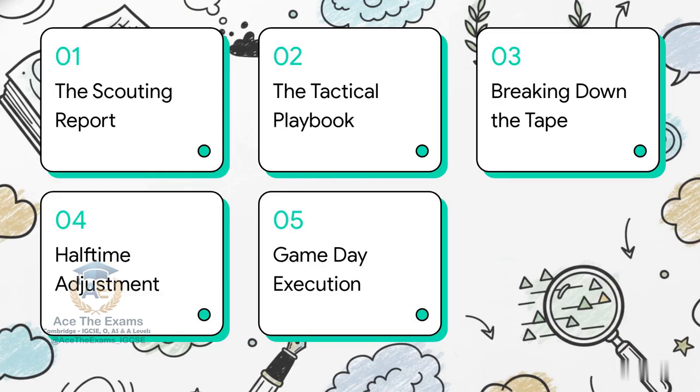So let's pull up our tactical playbook right here and see how we're going to build a complete winning strategy from theoretical foundations all the way to game day execution. We're going to kick things off with our scouting report on the examiner rubrics. Then we'll move into our tactical playbook for structuring answers. After that, we're breaking down the tape on past penalties, making a crucial halftime adjustment, and finishing strong with game day execution for your core topics. Let's get right to it.